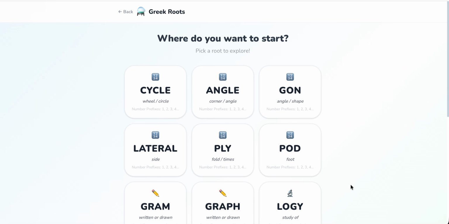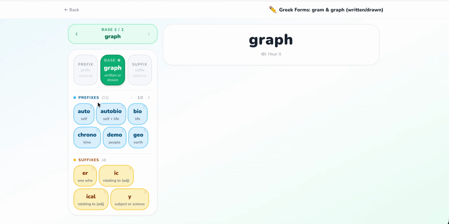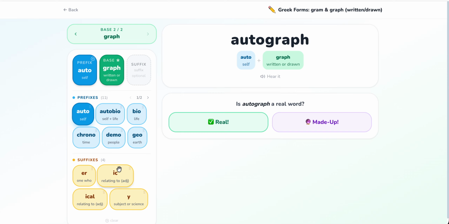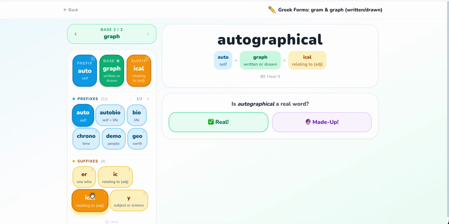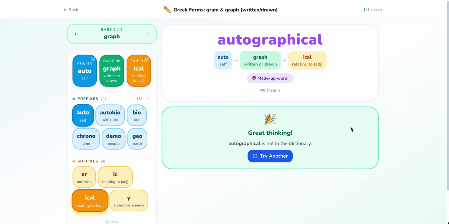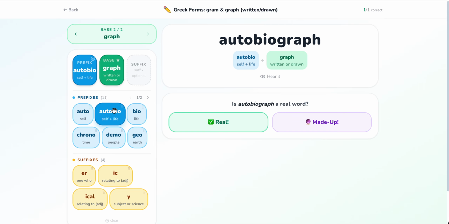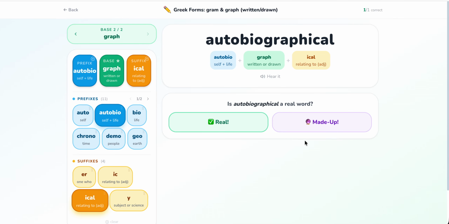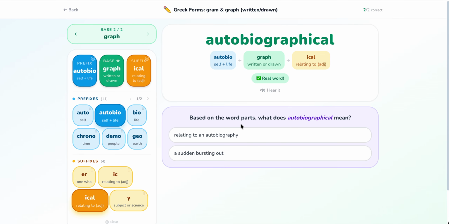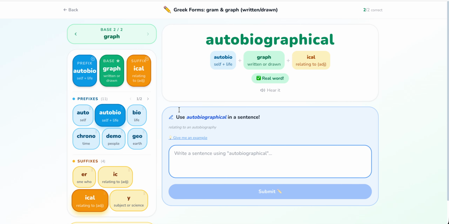Greek roots are included as well. Graph, auto, graphical. Autographical is probably a made up word. I'm right. Good job. How about autobiographical? That would be a real word. Relating to an autobiography. Great. And I can go ahead and write my sentence there.